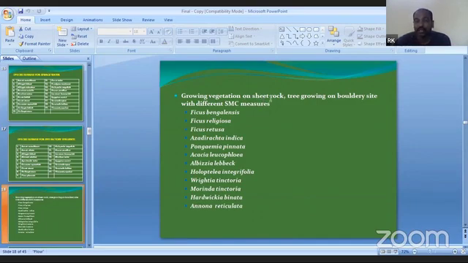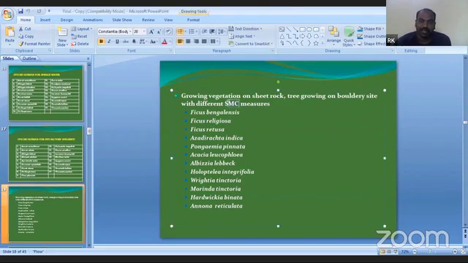So growing vegetation on rock, tree growing on boulder sites with different SMC measures. What is SMC? This is soil moisture conservation. This is very essential.